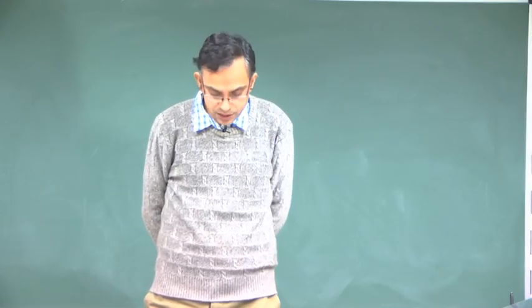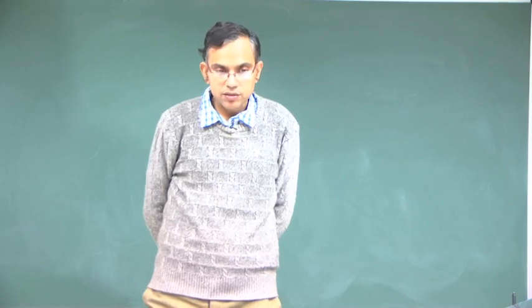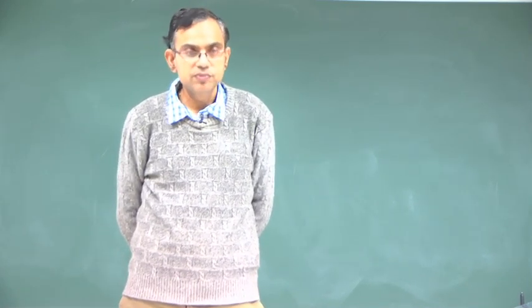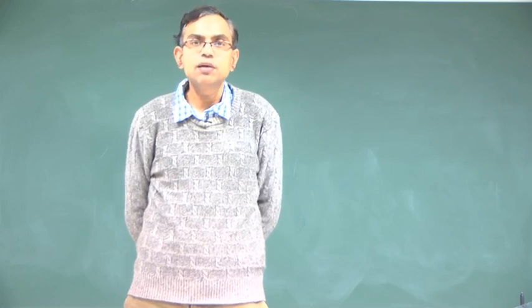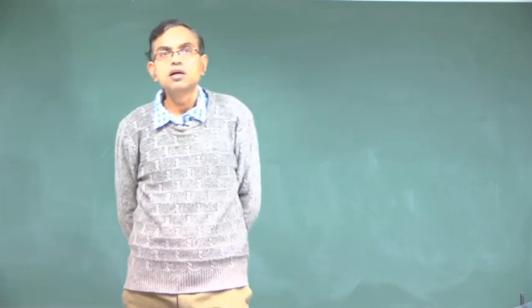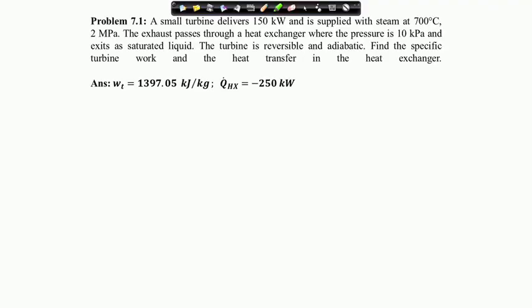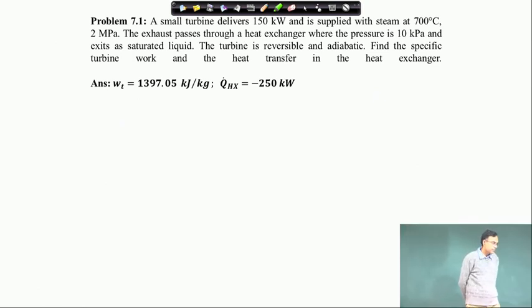In the previous lecture, we were discussing entropy transport across a control volume. We will now start solving some problems which will illustrate those concepts that we developed in the previous lecture. So, we start with this problem, problem 7.1.